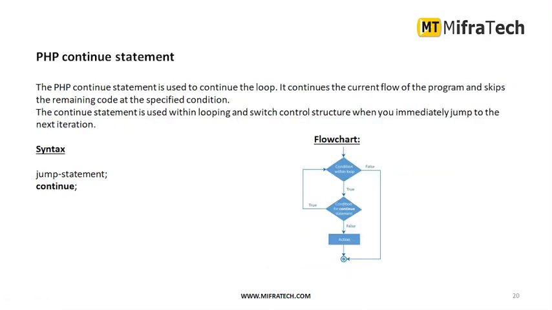PHP continue statement. The PHP continue statement is used to continue the loop. It continues the current flow of the program and skips the remaining code at the specified condition. The continue statement is used within looping and switch control structures when you want to immediately jump to the next iteration. The syntax: jump statement, continue. When we see a flowchart, you can understand it easily.